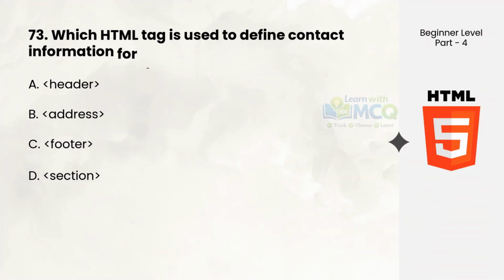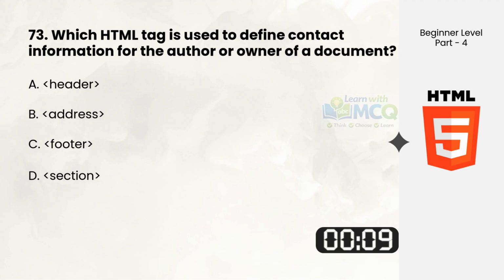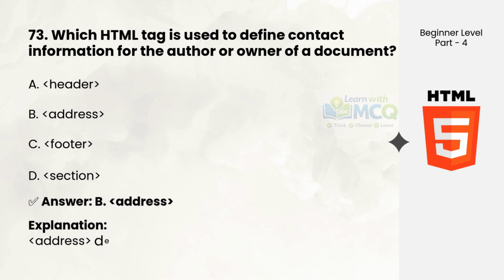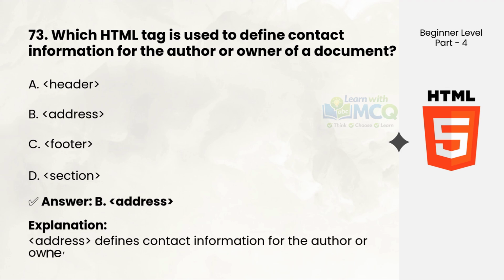Question 73. Which HTML tag is used to define contact information for the author or owner of a document? Options are A. Header, B. Address, C. Footer, D. Section. The correct answer is B. The address tag defines contact information for the author or owner of a document.